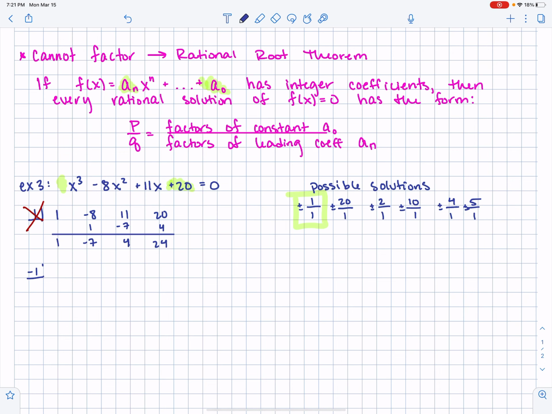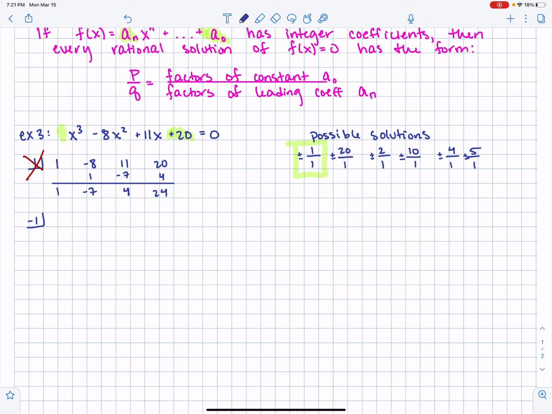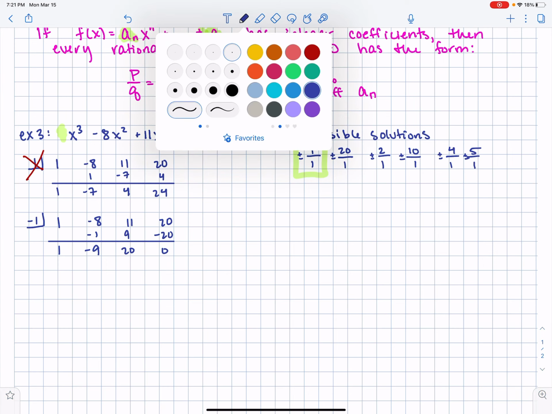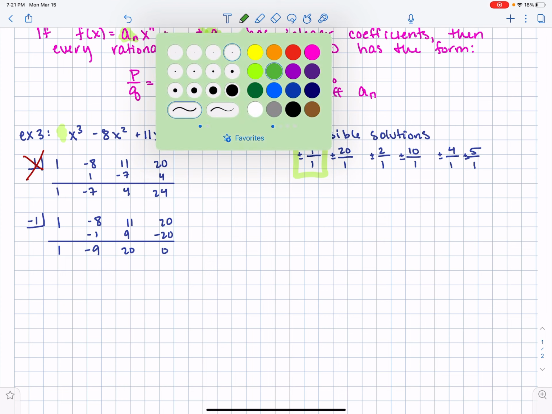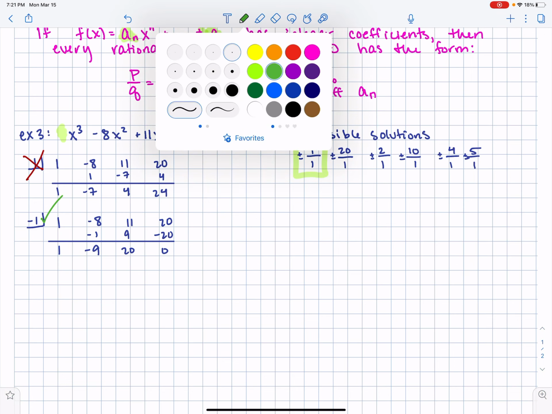Negative 1. This might seem crazy, but I promise I won't give super hard ones. Let's check this one out. So 1, negative 8, 11, and 20. Again, bring down that 1. Now we have negative 1, negative 9, 9, 20, negative 20, 0. Yep, let's get out that green. Let's do a nice green here. Yep, absolutely, negative 1 does work. So we know that negative 1 is a factor.